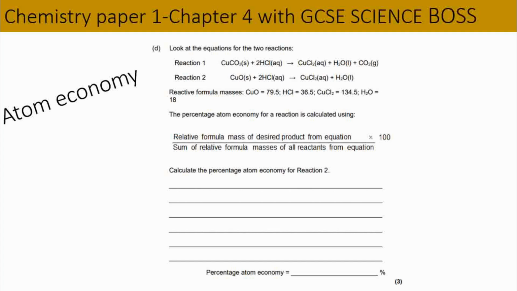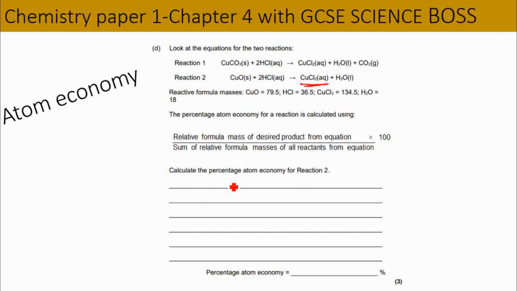Okay, good. So here is another atom economy question. Look at the two reactions below. You have them there. The relative formula masses are all given there. They've given you the equation. Calculate the atom economy for reaction 2. So in reaction 2, did they say what the desired product is? No. The desired product in this case is going to be copper chloride.